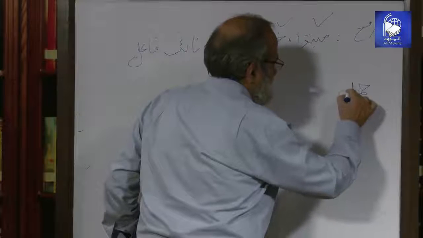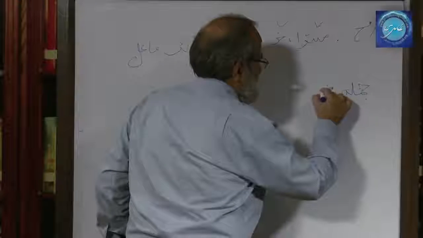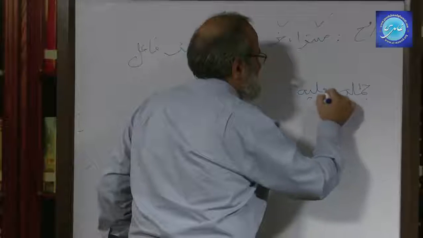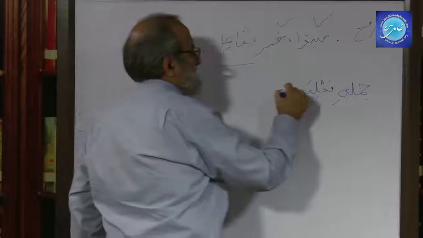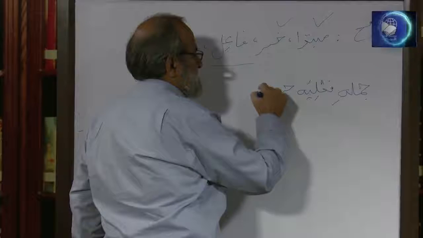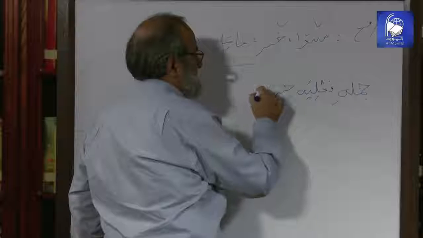khabariya. Jumla, the sentence, which has a verb and it gives information about the verb, khabariya.